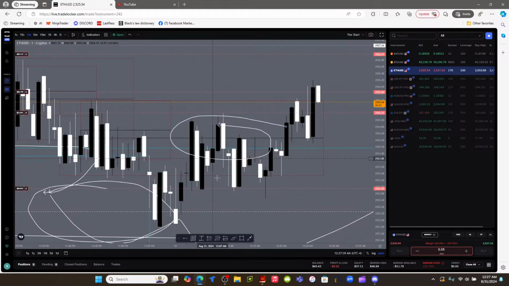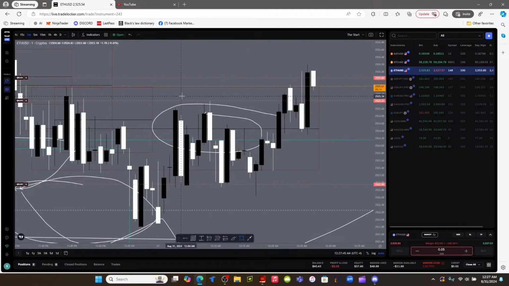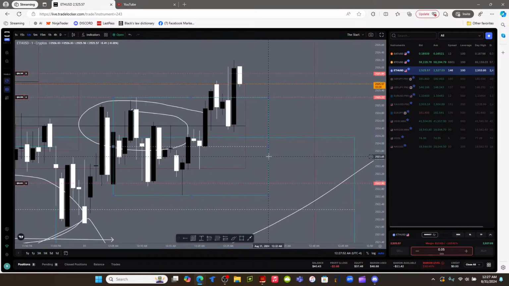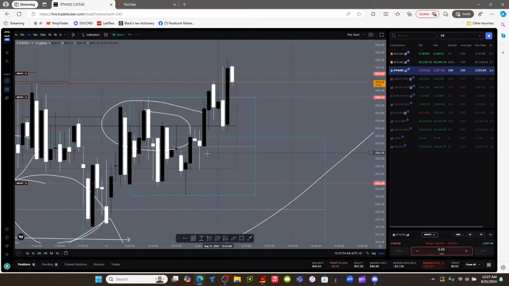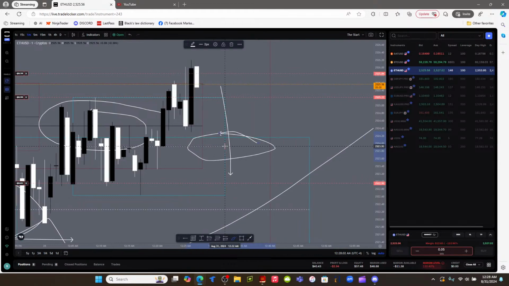So in this zone, we did not get the closure below. We're not getting the closure above. So now we have this zone here. So now I'm looking for it to come into 50%. I'm gonna exit around here and then re-enter for a buy back up. I need to break below this though.